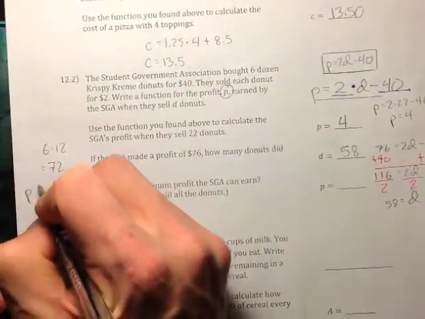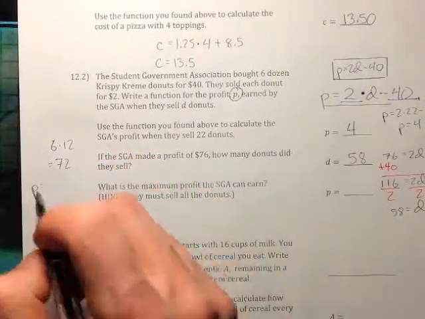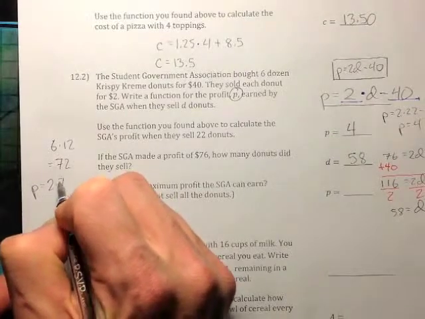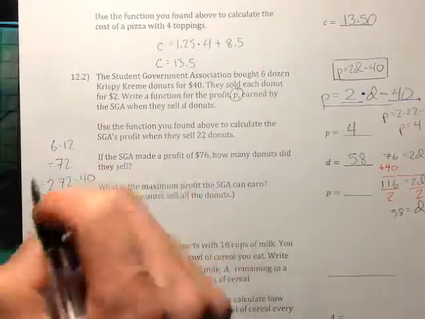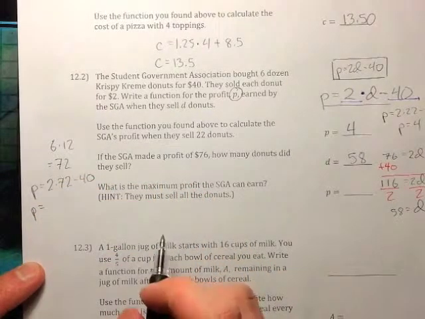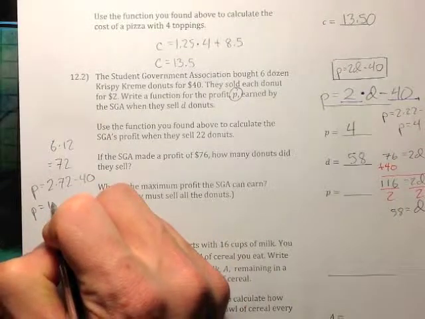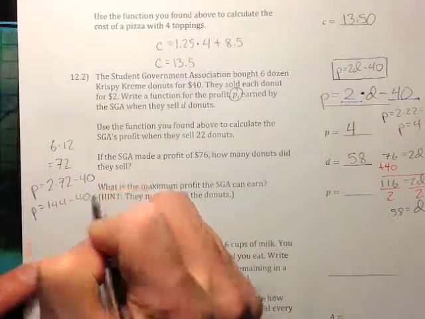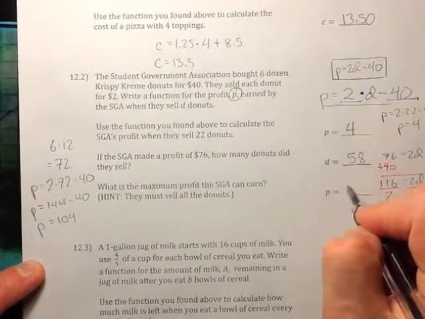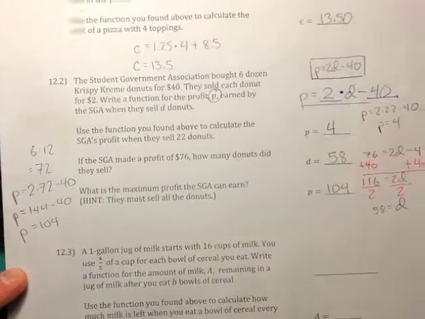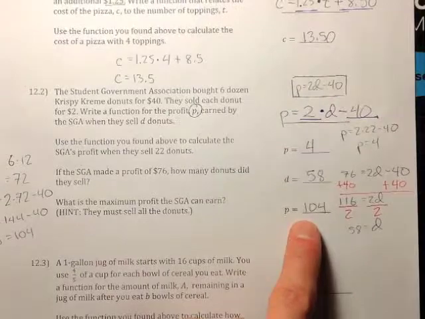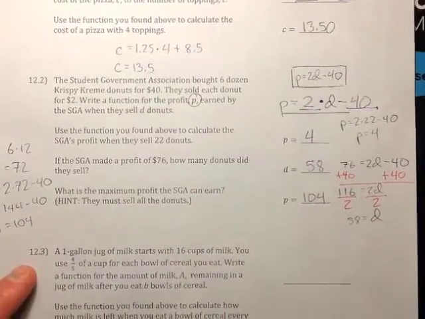So my profit, if I sell 72 donuts, is 2 times 72 minus 40. So P is equal to, if you calculate that, your answer should be, actually I don't know, I'll have to do it, 144 minus 40 is 104. Okay, so the maximum amount of money that you can make off of 6 dozen donuts is $104. Alright, that's it for 12.2.